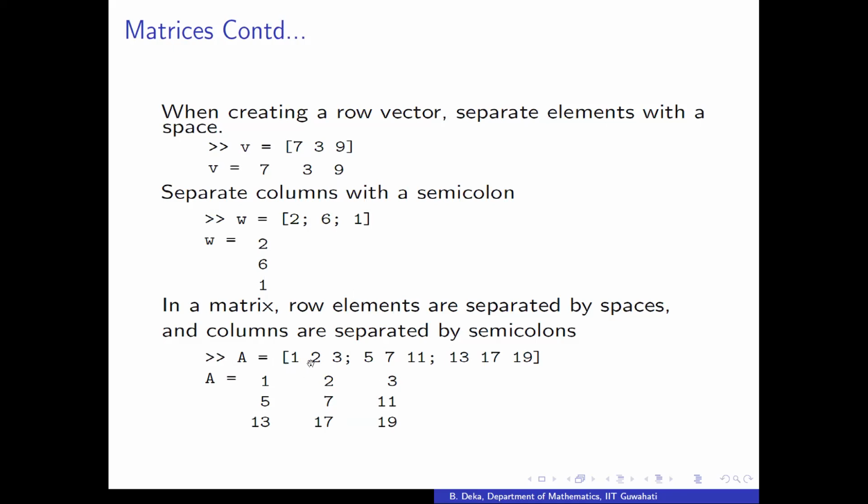You write down as a row vector 1, 2, 3. Then separate it by a next row with a semicolon. Then you write down the second row, that means second row is 5, 7, 11. You write 5 space 7 space 11. Then break the row by a semicolon. Then you write down the third row. So that will be 13, 17, 19.